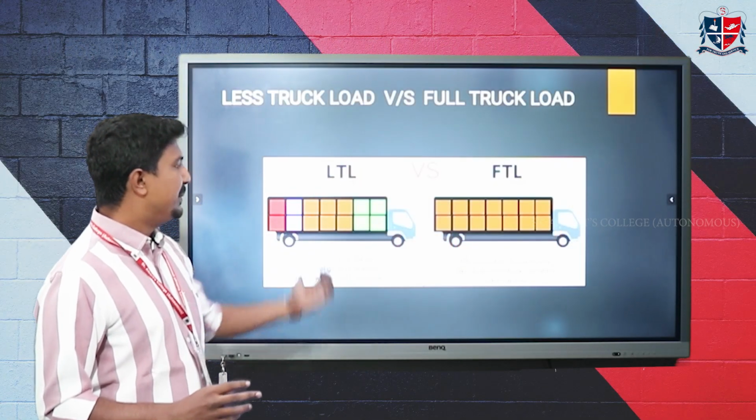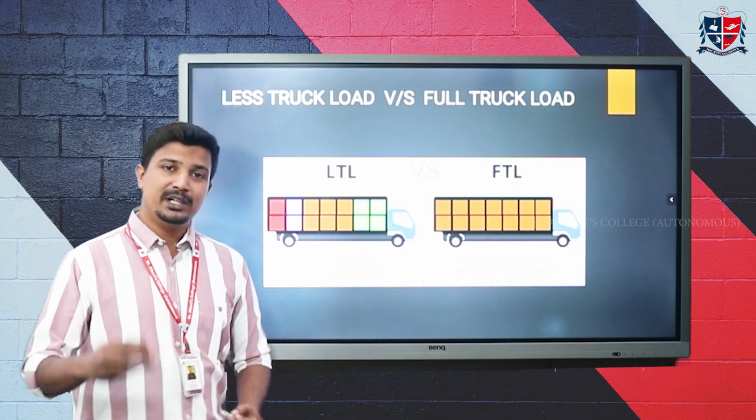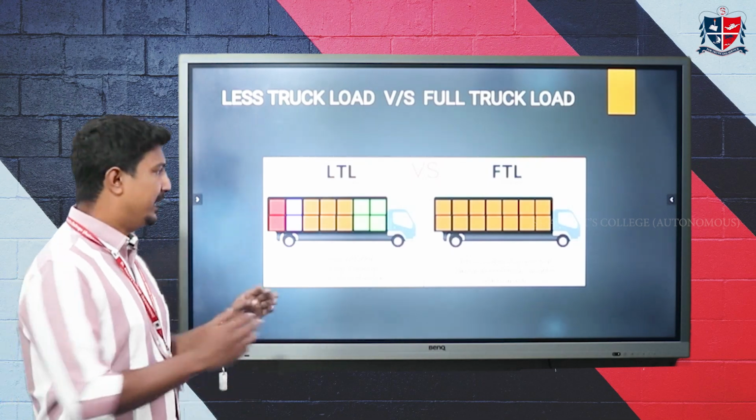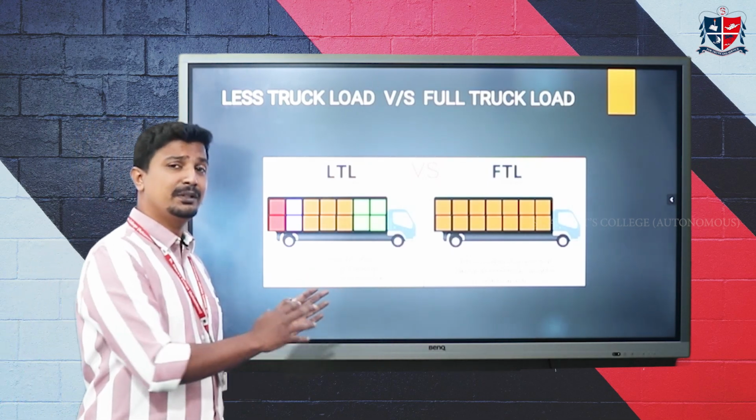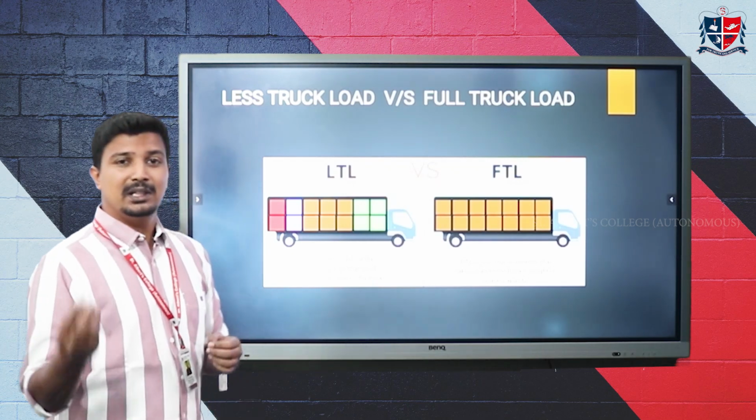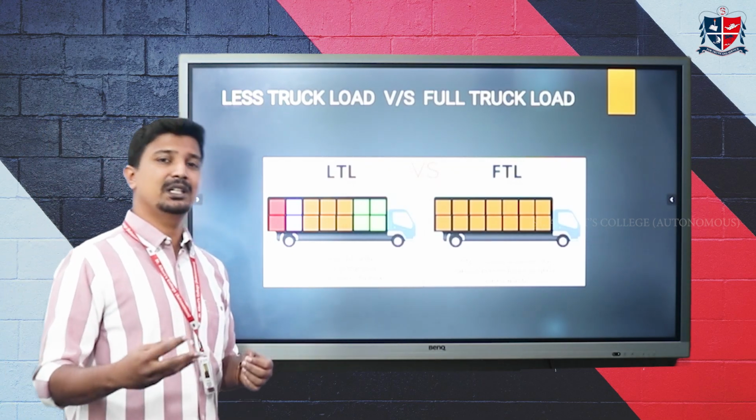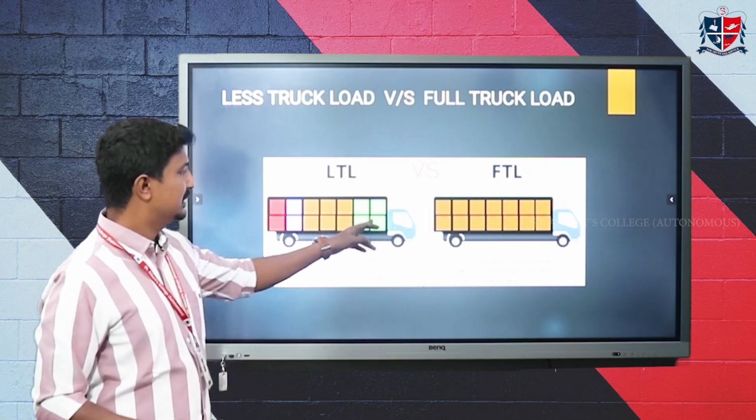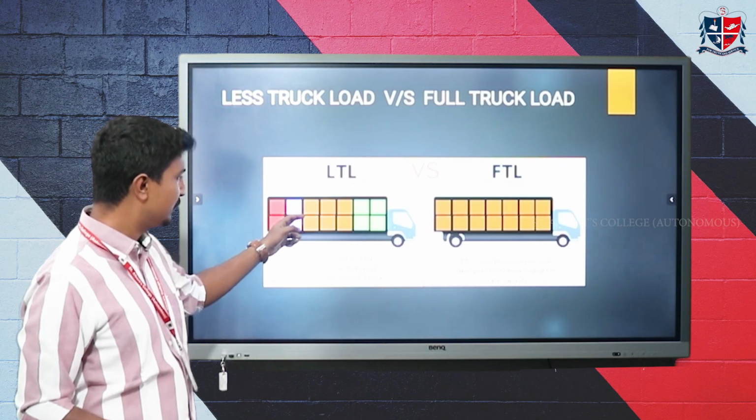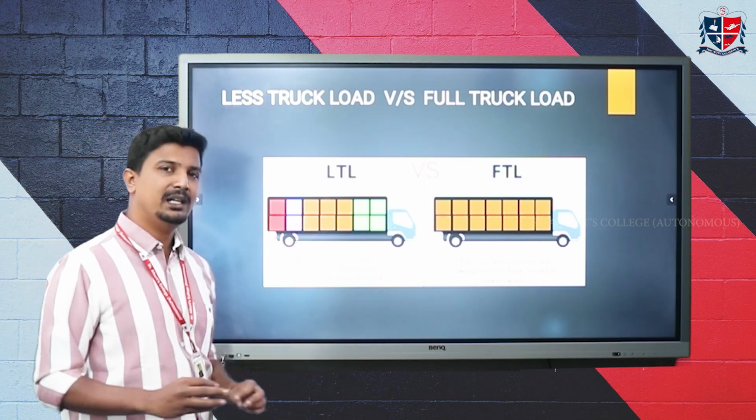In LTL, there will be small shippers' cargo. More than one shipper's cargo will be in a less truckload. A less truckload doesn't mean that the truck is not full. The truck will be full, but different types of cargoes, from different shippers and sellers, will be there. So this is the cargo of one customer, and green and orange are other customers. Likewise, different customers' cargo will be in an LTL.